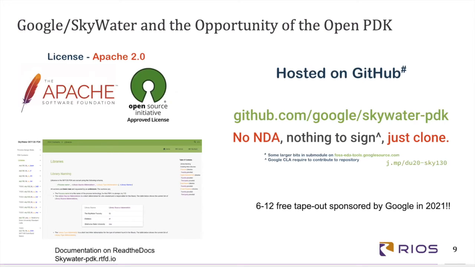Skywater has an Apache 2.0 license, so everyone can access it on GitHub and download. Another good news is that Google will provide free tapeout in 2021. So it's a really good chance for students to study. If you are interested in this plan, you can access the Skywater website for details.